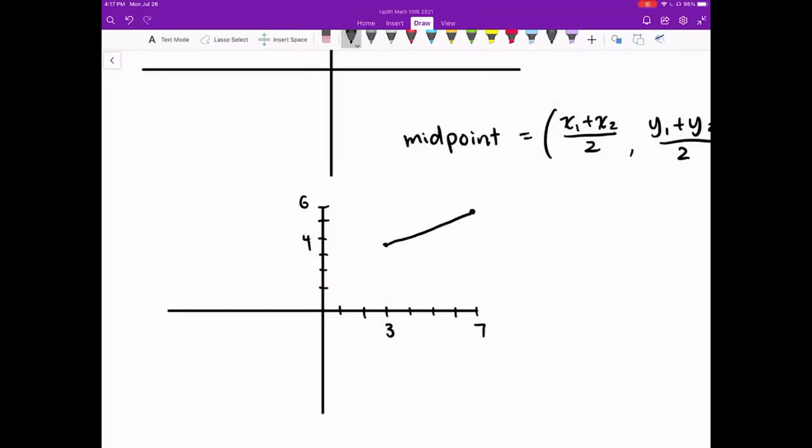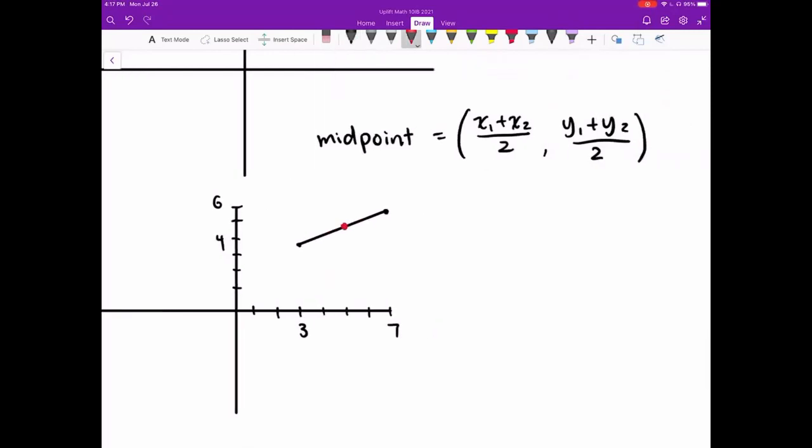The midpoint will be the average of the x coordinates, which will be 3 plus 7 divided by 2, which is 5. Sorry, I'm a bit slow. Oh, it's fine. Yeah, 3 plus 7 divided by 2, which is 5. And then we have 4 plus 6 divided by 2, which is also 5. So the midpoint will be at 5, 5.